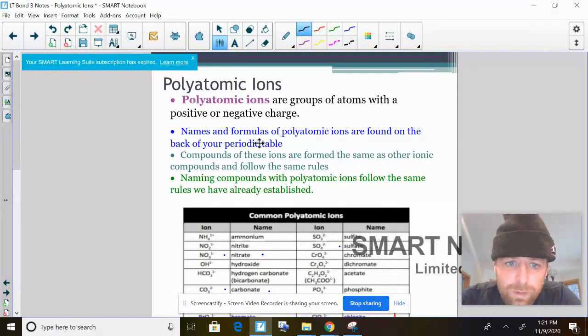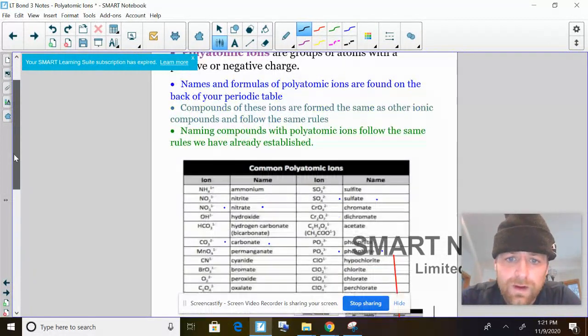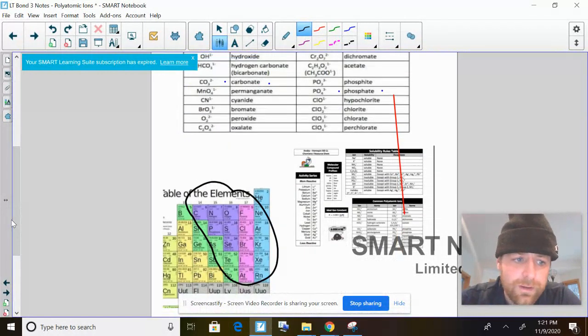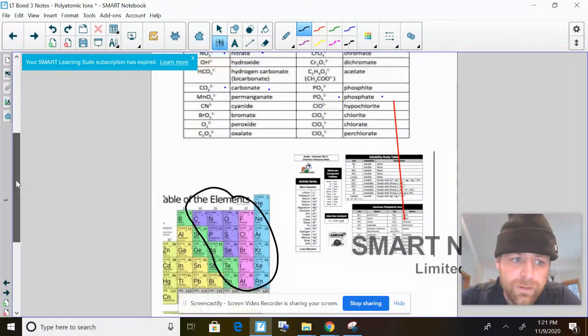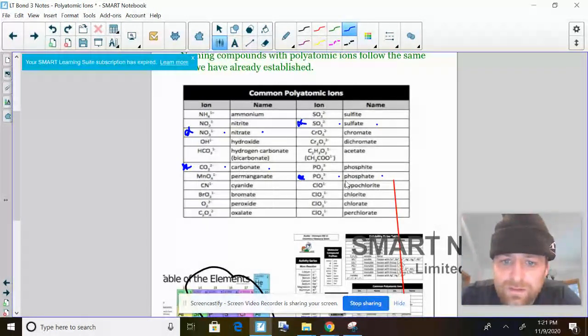Names and formulas are found on the back side of your periodic table. Compounds of these ions are formed the same as ionic compounds, so we use the same rules as we did before. So here's the chart. There's a bunch of them, but we're going to slim it down and focus in on four of them: nitrate, carbonate, sulfate, and phosphate. You've probably heard these words before. Nitrate is in your fertilizers, carbonate is the carbonation in your pop, and sulfates and phosphates are also in our world. A lot of them are.